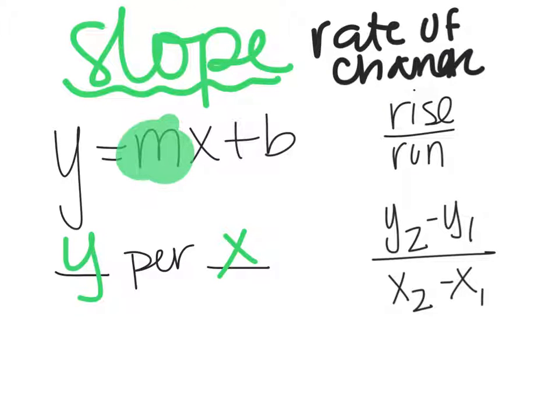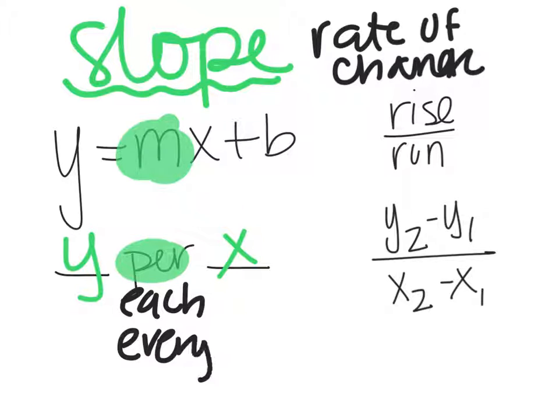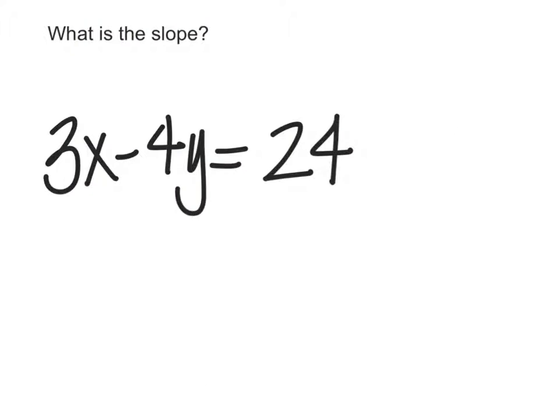So anytime we see the word per or variations of that like each or every, those are examples of keywords that may mean slope. And lastly, our slope can also be the slope formula y2 minus y1 divided by x2 minus x1. So if we're asked to find the slope from an equation, we need to solve this equation for y.